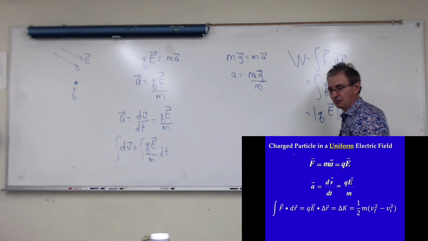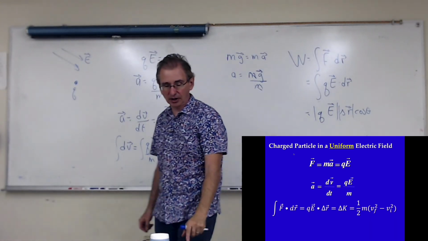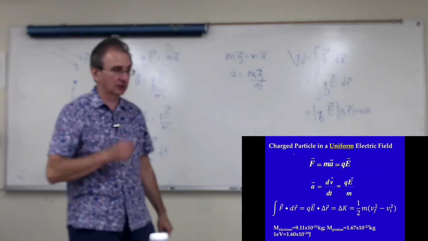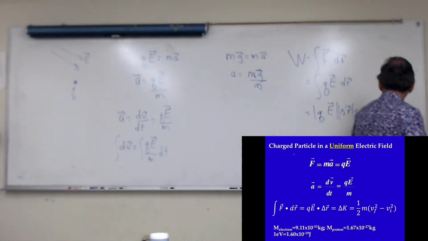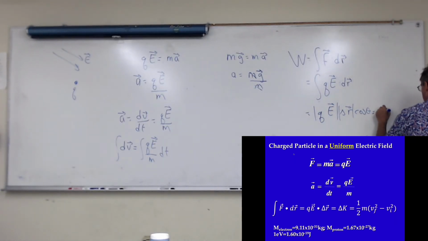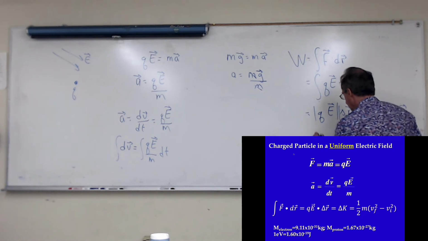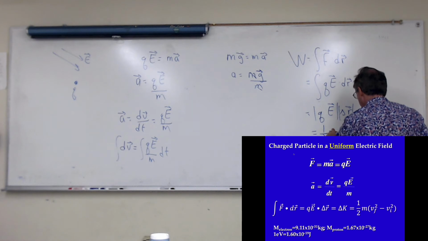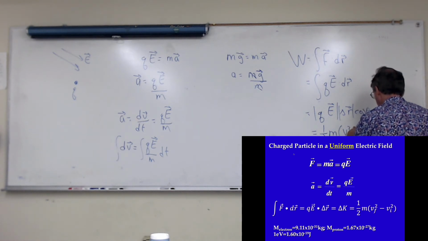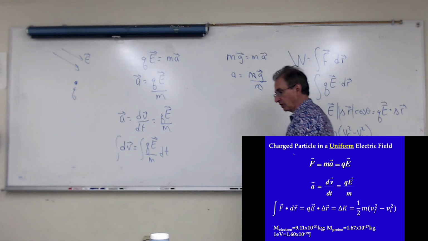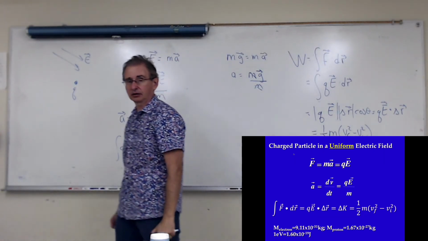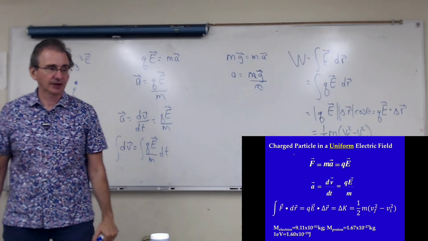Magnitude of the force times the magnitude of displacement times the cosine of the angle between the force and the displacement. Or you can write it like this. But according to the work-kinetic energy theorem, this is 1/2 the mass times v final squared minus v initial squared. The work done by the net force equals the change in kinetic energy of the object. And yeah, you have to remember this.